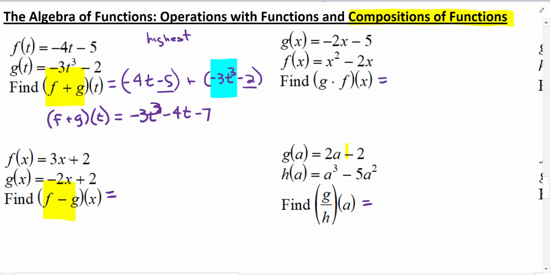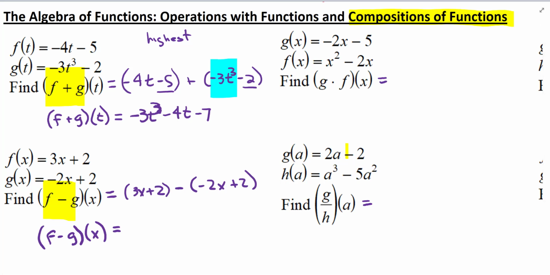So down here, we're just going to subtract. We're going to take 3x plus 2. We're going to subtract that second function. And then, again, very important, we're going to rewrite function notation. 3x subtract. Do not forget the subtract. That's very, very key. 3x subtract a negative. Well, that's like adding a positive, so we have 5x.